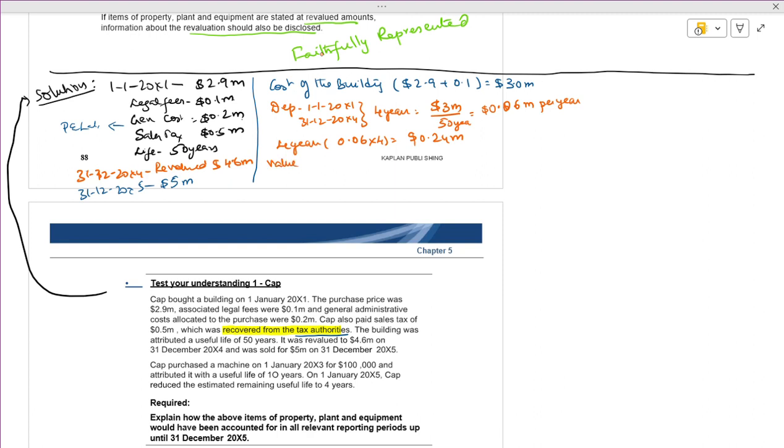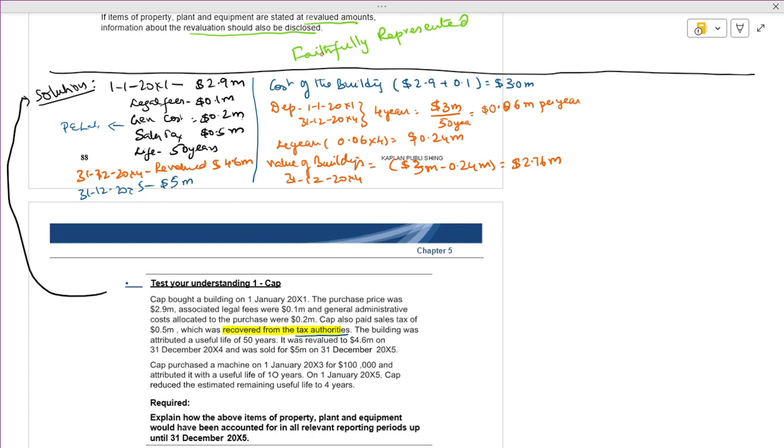Now, value of building. Is it right? Value of building will be how much? Value of building as on 31/12/2004 is 3 million minus 0.24 million. It comes to how much? It comes to 2.76 million. Is it right? 2.76 million.